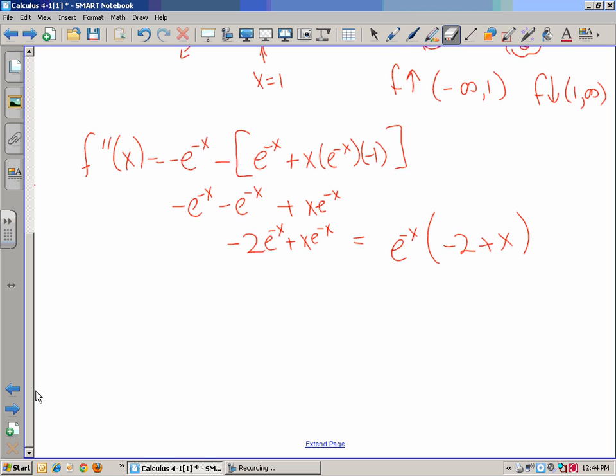That should be a plus sign. Too messy. This is never going to be 0. So the only number that's going to make this 0 is 2. So now I'm going to sign chart.